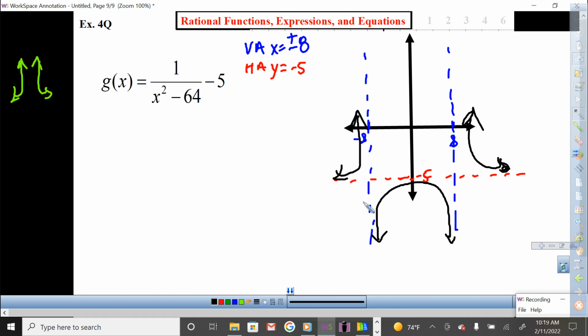Now, for those of you that missed how we got our VA, once again, make sure your denominator, you set it equal to 0. Add 64 to each side. X squared equals 64. To get rid of the square, we do a square root to both sides. X equals plus or minus 8. That's how we get that. All right, 1 to 5, how do you feel with these? 5, 5, 5, 5, okay. Let's do another one. Here we go.